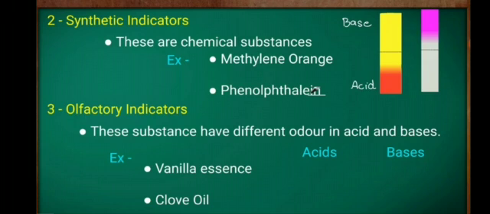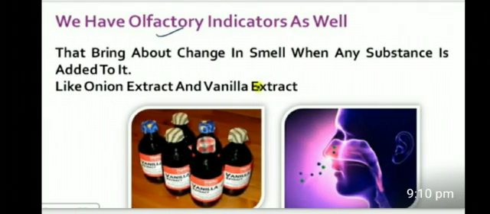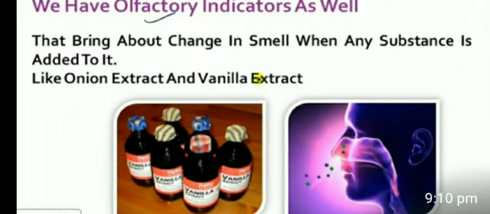Hence, with the help of these two synthetic indicators, we can detect whether a substance is acidic or basic. Now come to the third type of indicator, that is olfactory indicators. Olfactory indicators are those substances which change their odor or smell in different substances. For example, we can take onion extract, vanilla essence and clove oil as olfactory indicators.